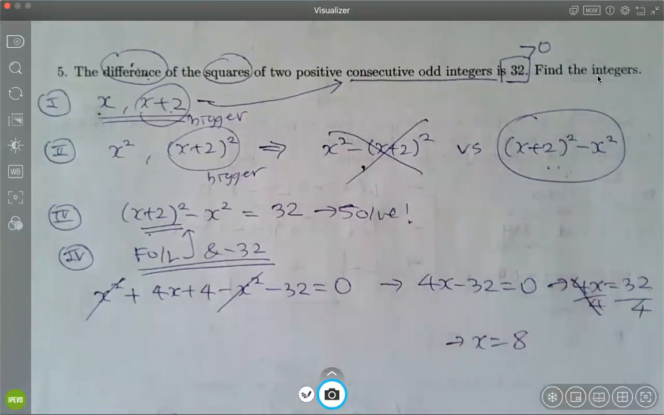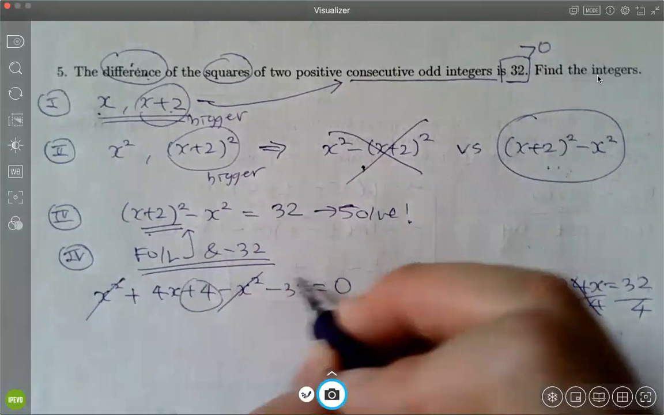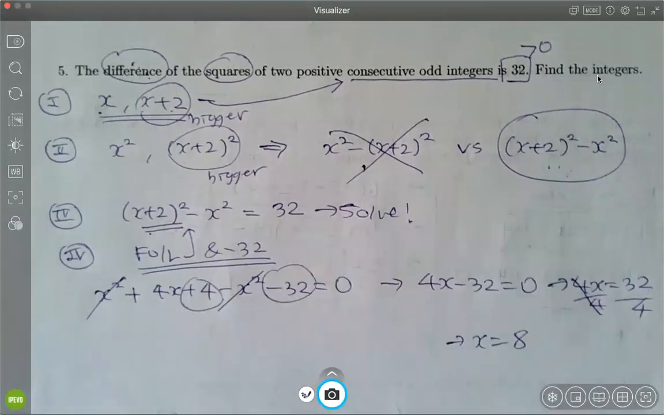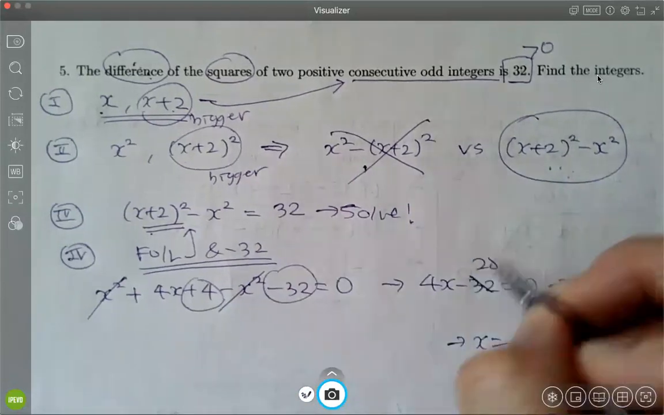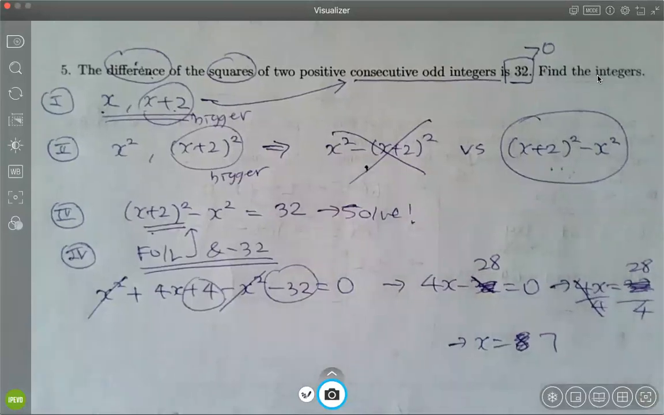Oh, wait, are we missing something? No, that's incorrect. What happened to this plus 4? Yeah, that was my mistake. Sorry about that. So here we have 28. Yeah, that looks better, because we started off with odd integers, so 8 seemed a little weird. So x is equal to 7. That looks a whole lot better.